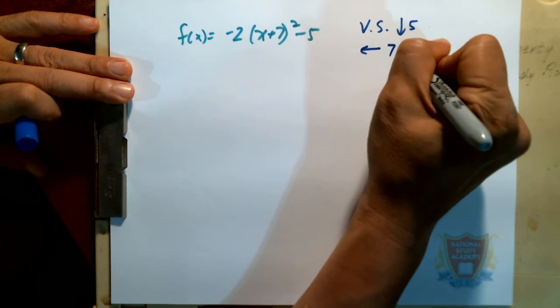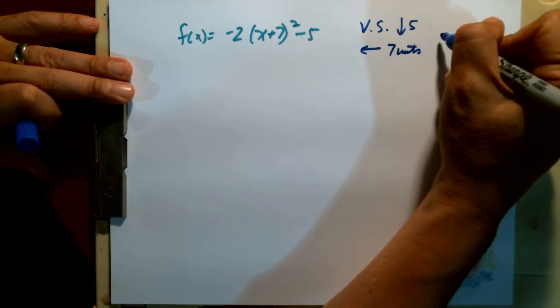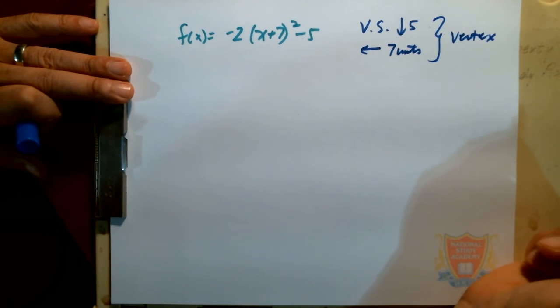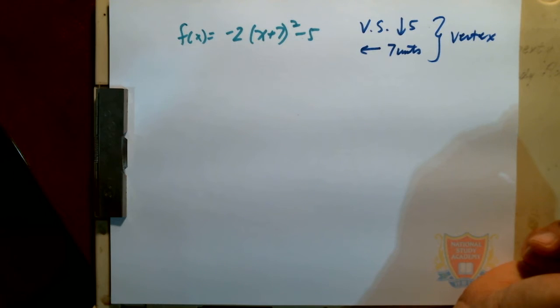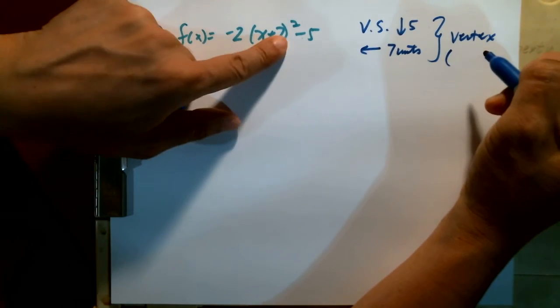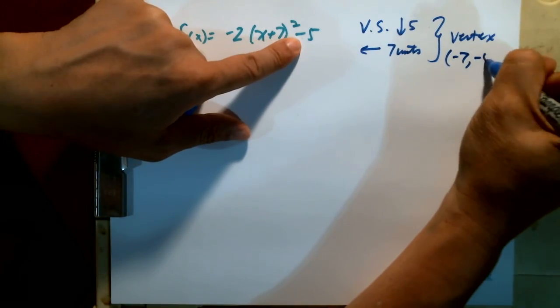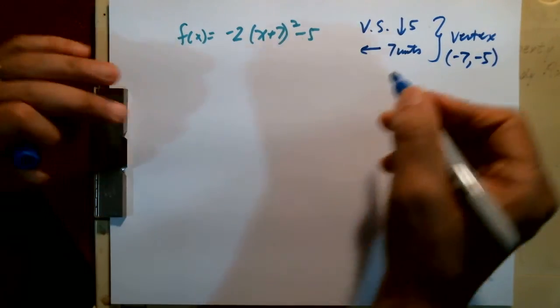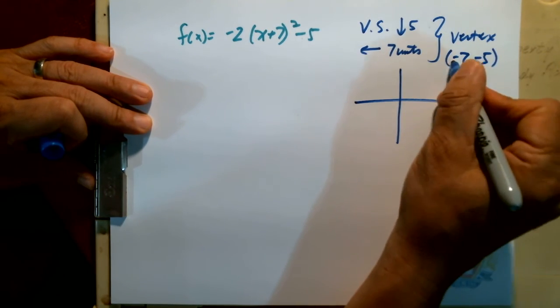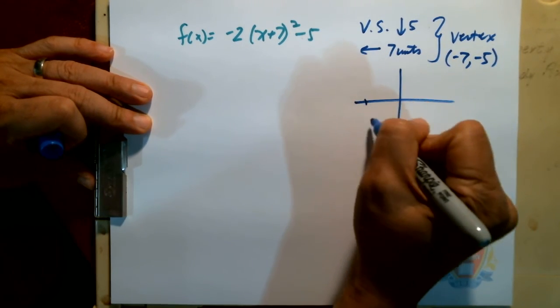Left 7 units. So what is your vertex? From here you can find your vertex. Can you figure out what the vertex is? Give you about 2 seconds or pause it. Your vertex is going to be -7, -5. And so we want to draw a point at that vertex, -7 and -5.